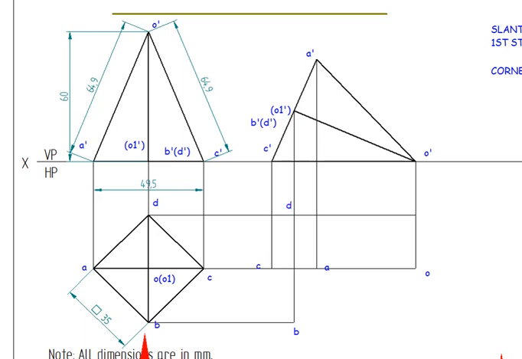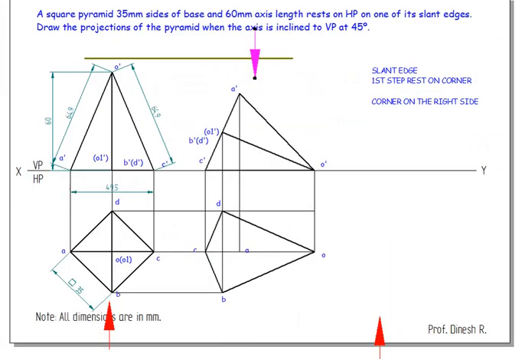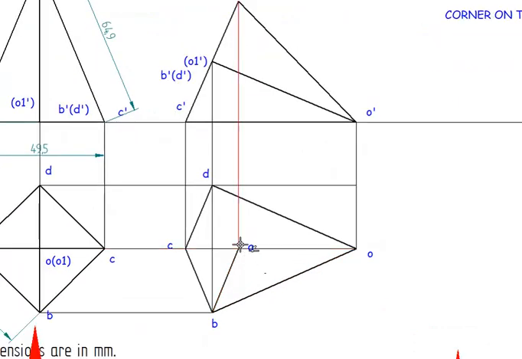Next thing is we need to join the outer boundary of the solid. So from here till here, the nearest point for an observer is A. That means line joining A must be in thick line. So from A it has been joining to A to B, A to D, A to O. So this is A to B, this is A to D, and this is A to O.